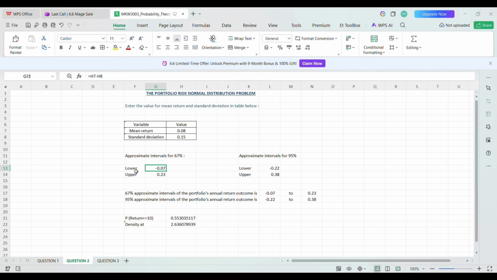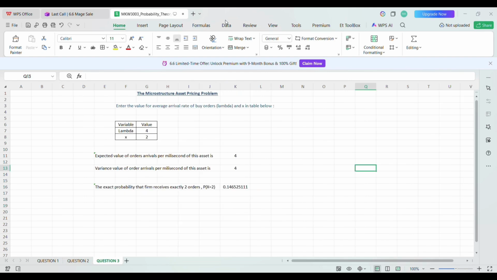For the mean return, we enter 0.08 and the standard deviation 0.15. After that, we get the output for the lower limit, which is negative 0.07, and the upper limit, which is 0.23. For the approximate 95% interval, the lower limit is negative 0.22 and the upper limit is 0.38. Then we make it into a sentence. The approximate 67% interval of the portfolio annual return outcome is negative 0.07 to 0.23, and the 95% approximate interval is negative 0.22 to 0.38.